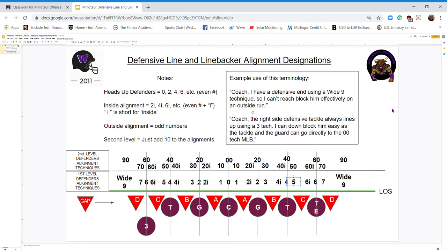There are so many ways that we can use this to communicate to each other more clearly and more specifically in the heat of battle during the game, or when we're talking about assignments. So there you have it, men, and enjoy.